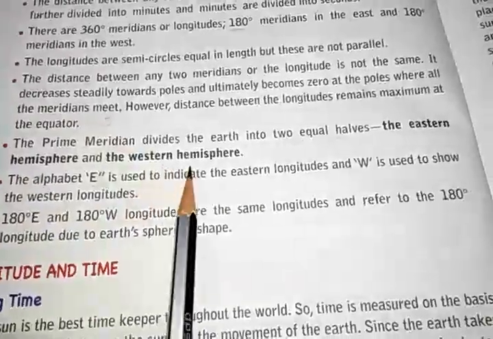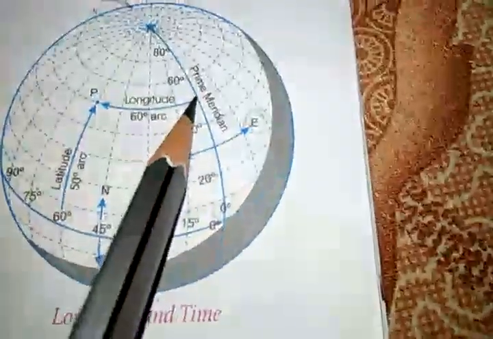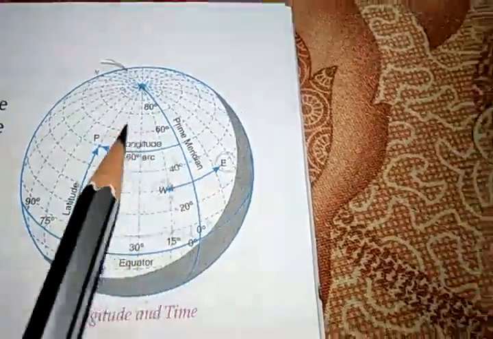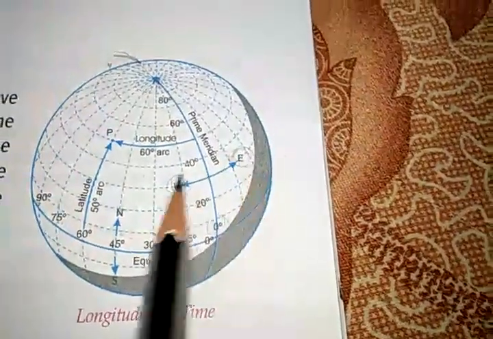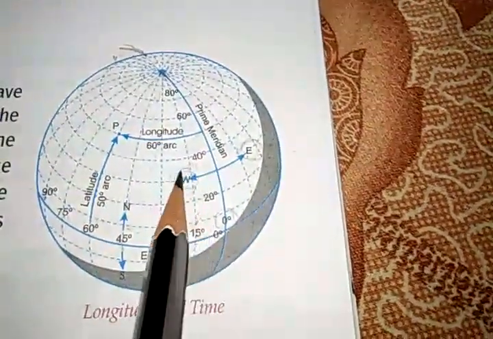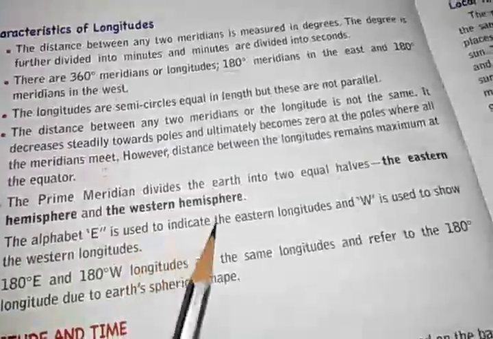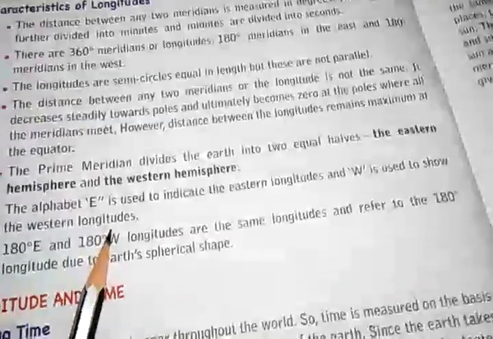Then the prime meridian divides the earth into two equal halves, the eastern hemisphere and the western hemisphere. Just now I have shown you over here. Let's see again. This line is the prime meridian. This divides the earth into two hemispheres. One side is the eastern hemisphere, you can see E, and one side is the western hemisphere, W. The alphabet E is used to indicate the eastern longitudes and W is used to show the western longitudes.